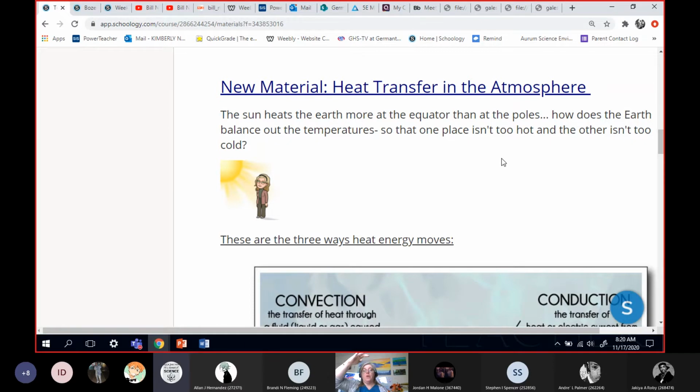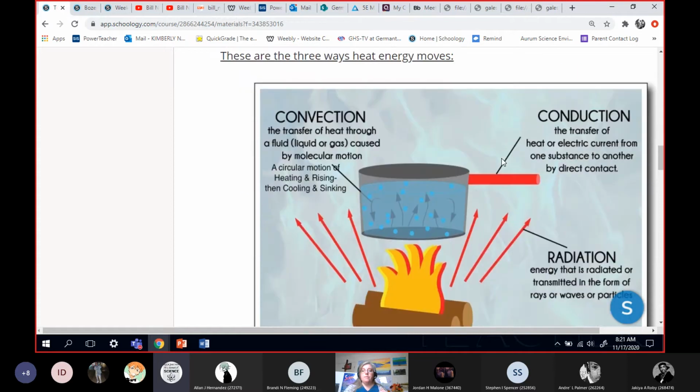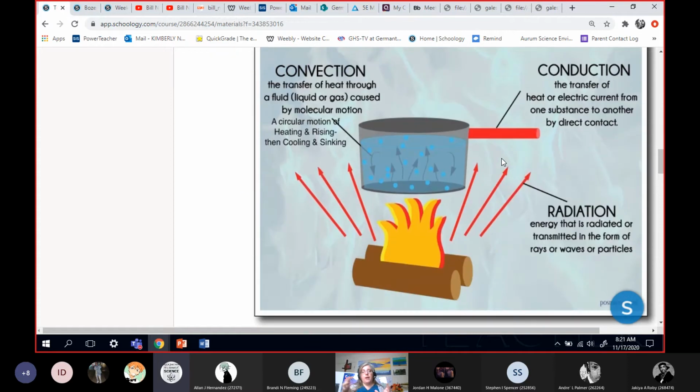And the poles are crazy cold. But how does the Earth balance it out? We use the air and weather to balance out the temperatures. So let me show you how it moves. Like I said, you have three different ways that the molecules can move.